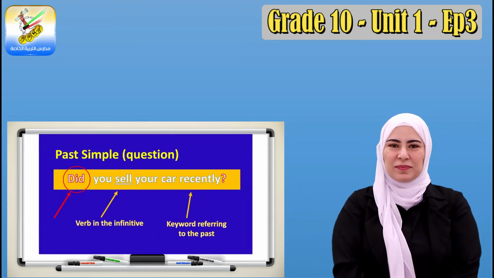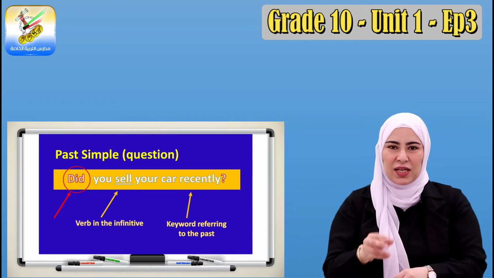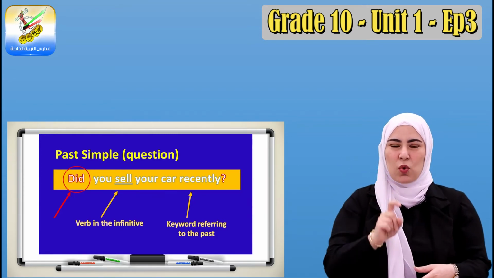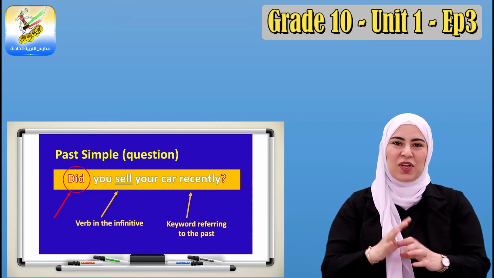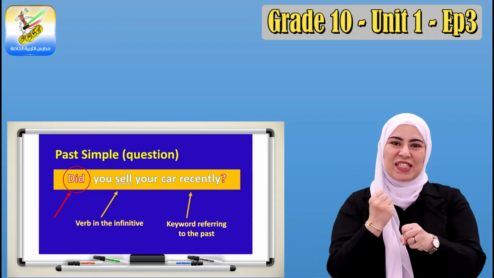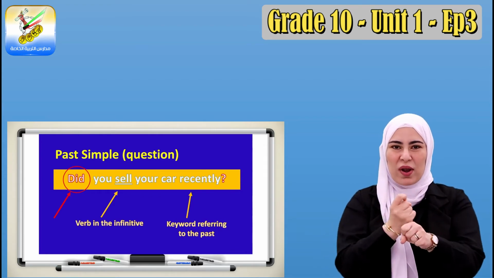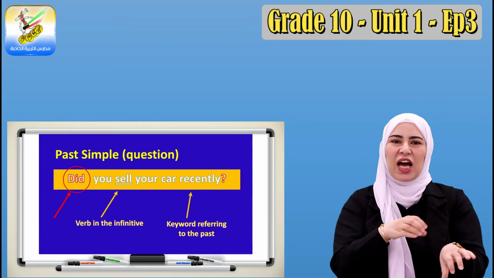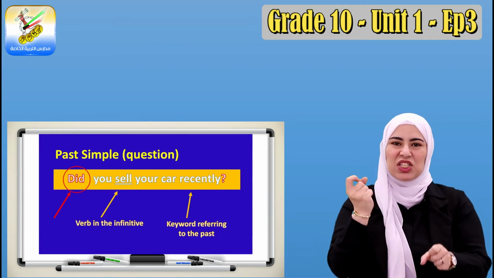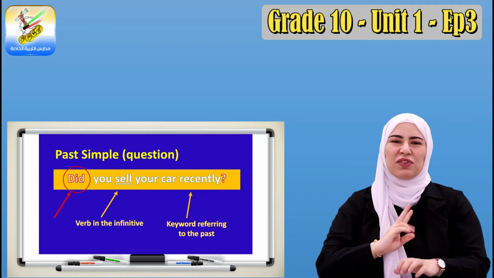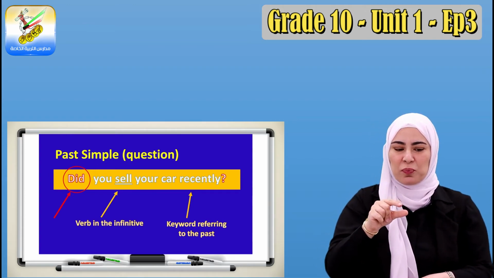Now let's take a look at the past simple if we want to use it in question form. We have the auxiliary verb did, and you all know what did does to the verb. It turns it into the infinitive. If you are going to use did, do, or does, you cannot put the verb in any form other than the infinitive. What do I mean by the infinitive? A clean verb, okay?